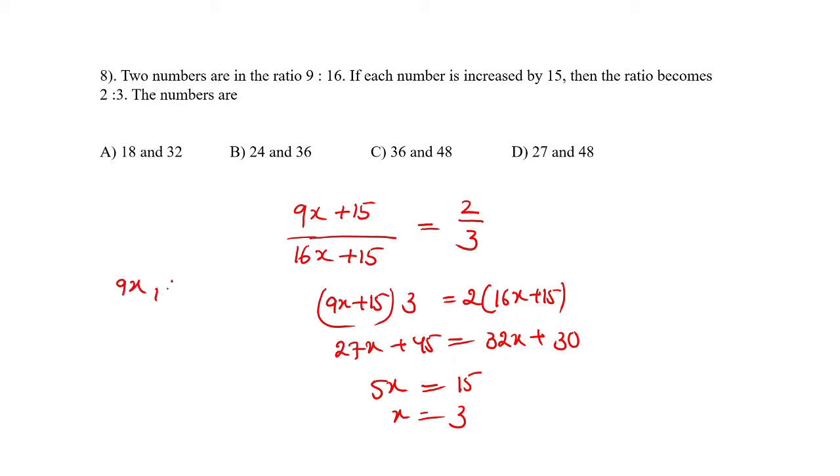Here we should find out the numbers. Numbers means 9x and 16x, because the ratio is 9:16. So 9 into 3, comma, 16 into 3. 9 threes are 27 and 16 threes are 48. 27 and 48. Option D is the answer.